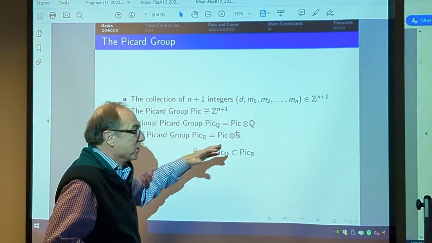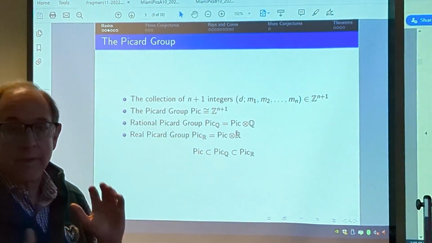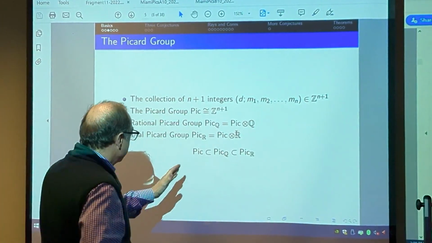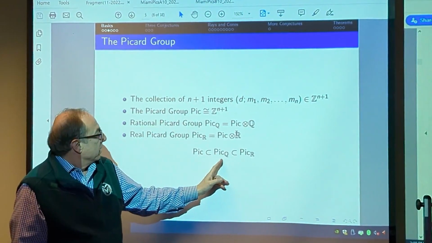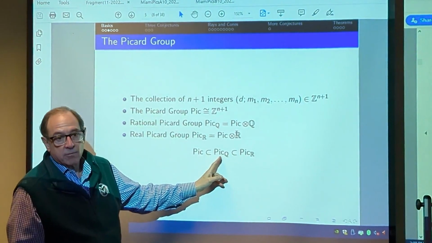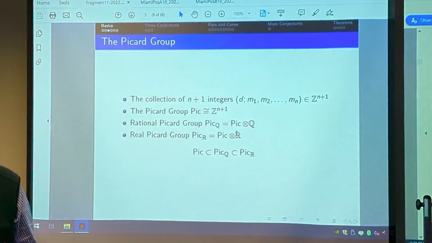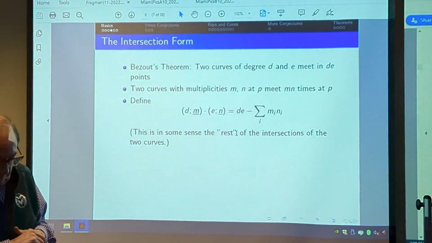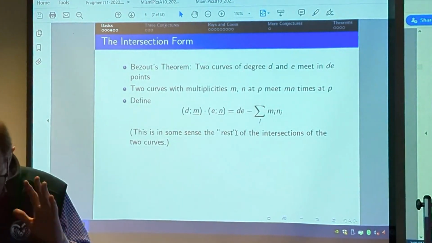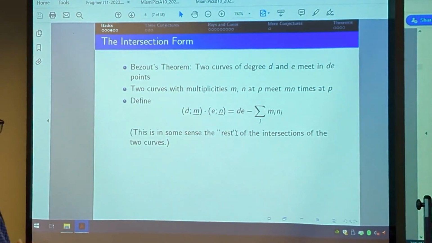And then you can also tensor with the reals to get a real vector space and look at real cones and things like that. And of course, you can think of them as embedded in each other. The integer parts are a lattice inside the rational parts, which is dense in the real vector space. All right. So now let me remind you of the intersection theory in this situation.